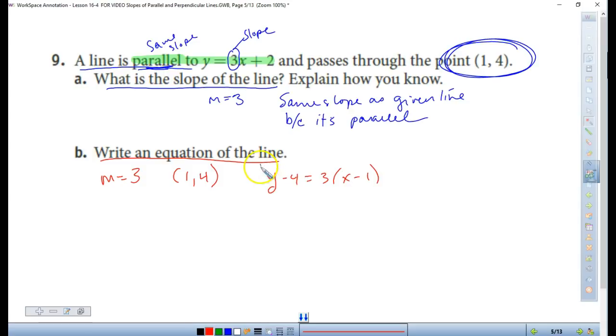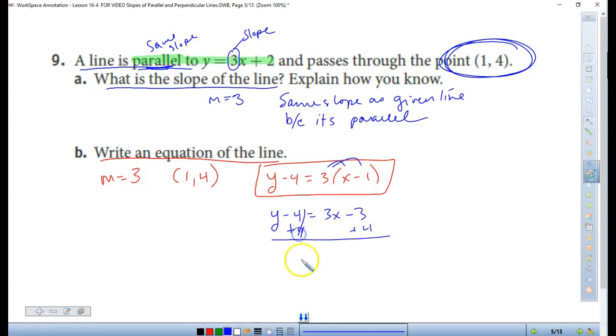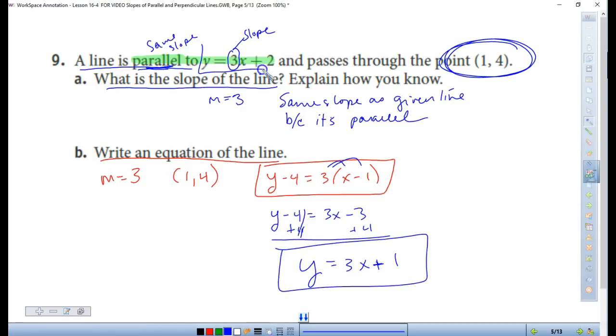So there's an equation of the line. Usually, when they don't say in a certain form, we usually go ahead and get it in slope-intercept form. So we'll go ahead and change that to 3x minus 3. We'll add 4 to both sides. So we'll have it as y equals 3x plus 1. Most often, when we're talking about linear equations, we'll put them in slope-intercept form.